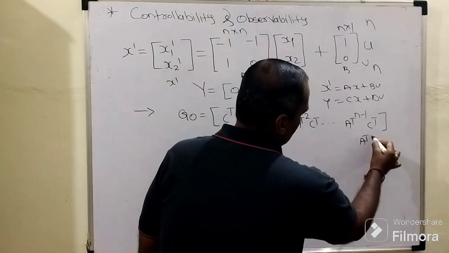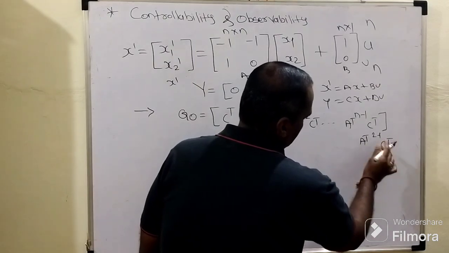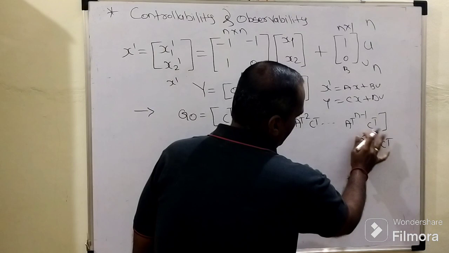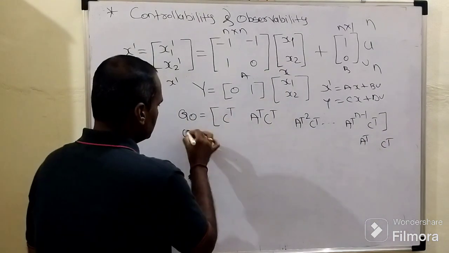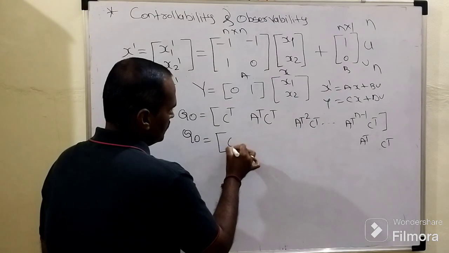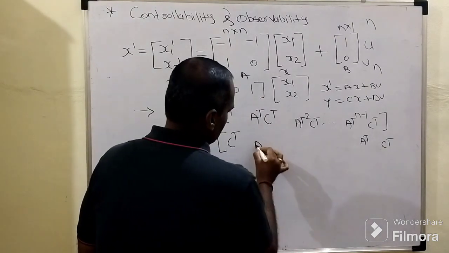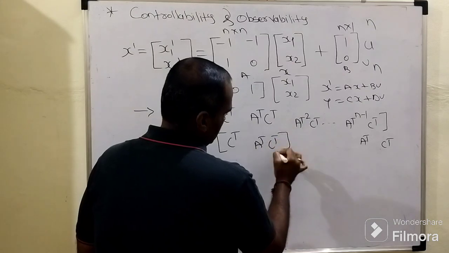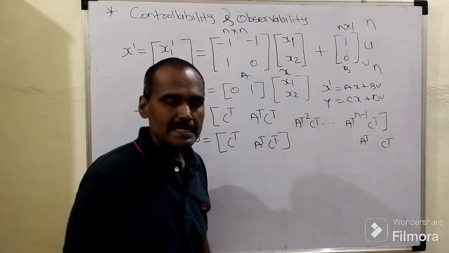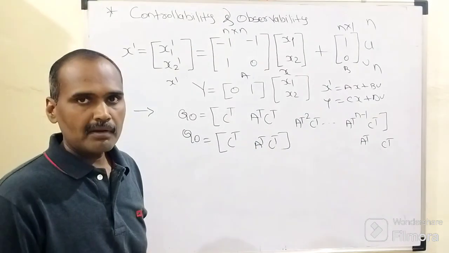A transpose to the power of 2 minus 1 times C transpose, right? So how many elements do we need to include within this matrix, which exactly equals C transpose followed by A transpose into C transpose? These are the two desired terms which we need to include within this observability matrix.